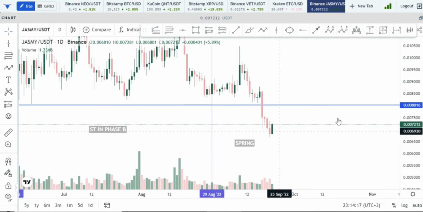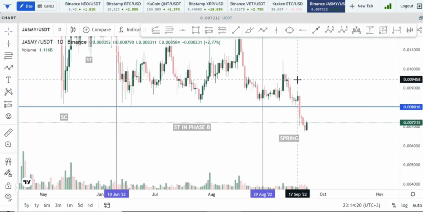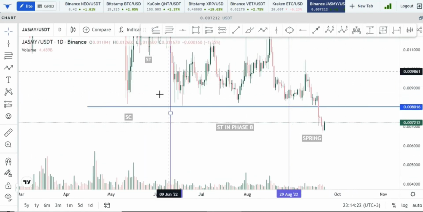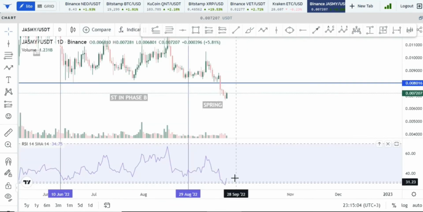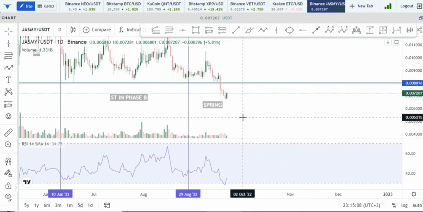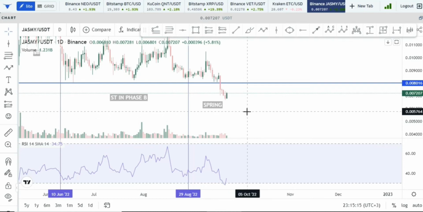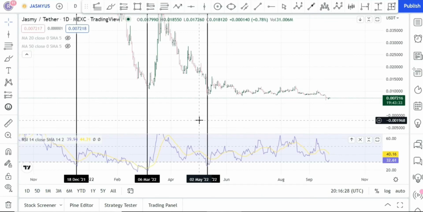Another thing that we want to look at is also the RSI on the daily time frame. Let me quickly turn on my RSI indicator. So on the daily time frame, you can observe that we are actually oversold right here, and the last 5 times that we have had something like that, we have actually pumped significantly on the Jasmy price. And I'm going to show you on a different chart. So yeah, this is what I'm talking about on the daily time frame.